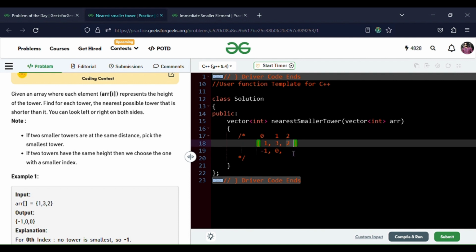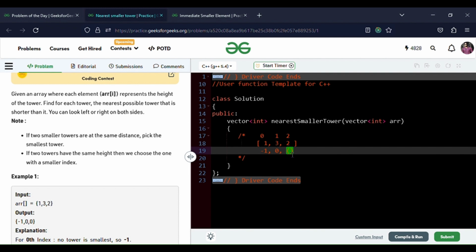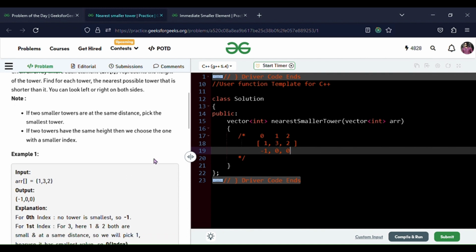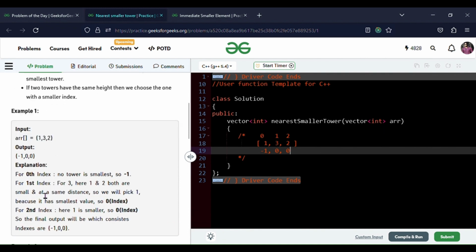Now for 2, the index at which the value is lesser than 2 is 0, and there is no element on the right side, so -1. It means only one element exists, so we cannot apply this condition and we put the element on the left side. So the answer is matching.